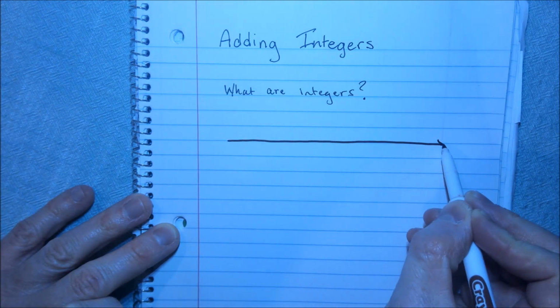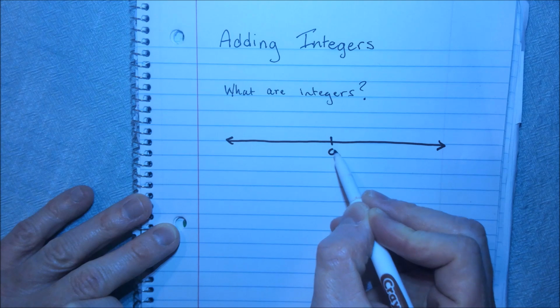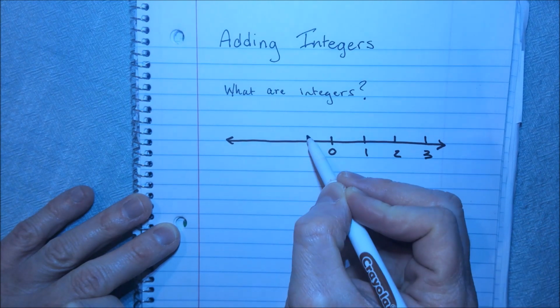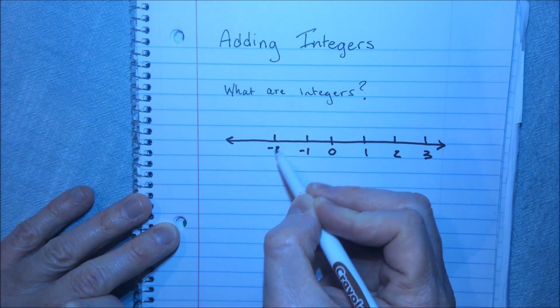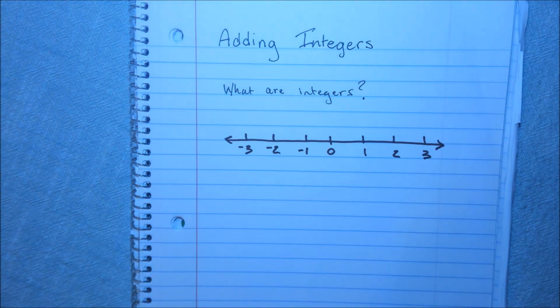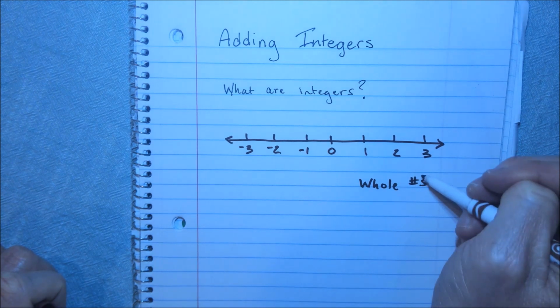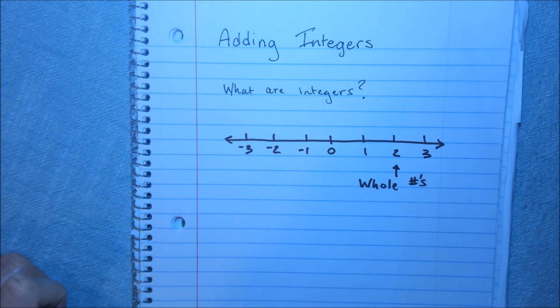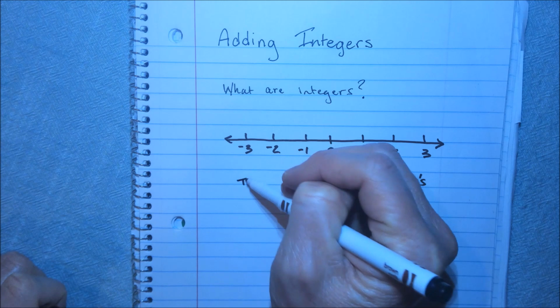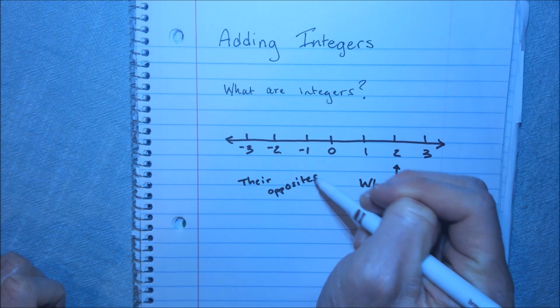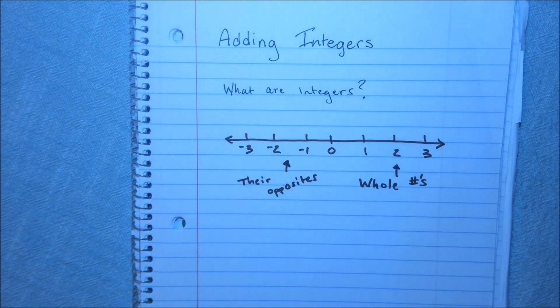Adding integers. Before we start adding integers, let's just figure out what integers are. I'm drawing this number line right here that you might typically see in a classroom. You have your positives on your right side, negatives on the left. The definition we're looking at is: integers are whole numbers, like 2, and their opposites, like -2. Those are integers.